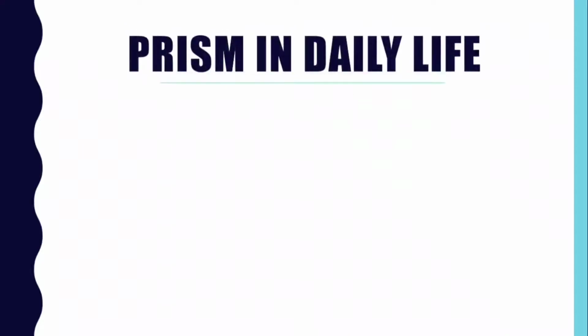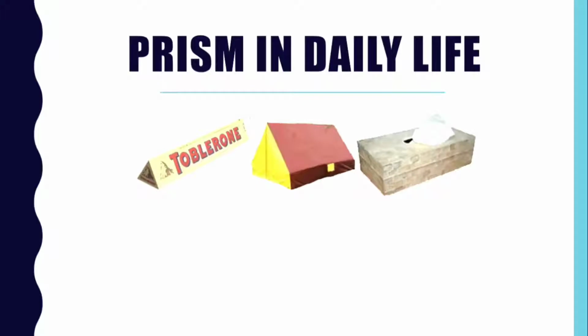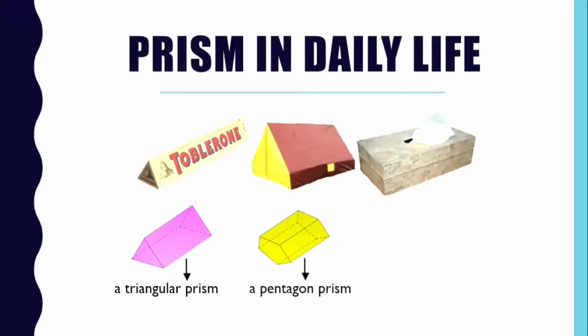There are many shapes of prism in daily life. For example, there is a chocolate, and then a can, and then a tissue box. First, the chocolate is a prism like this. This is a triangular prism. And then a can is a prism like this. This is a pentagon prism. And then a tissue box is a prism like this. This is a rectangular prism.